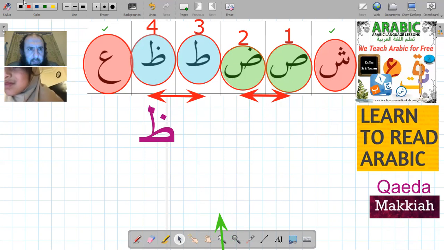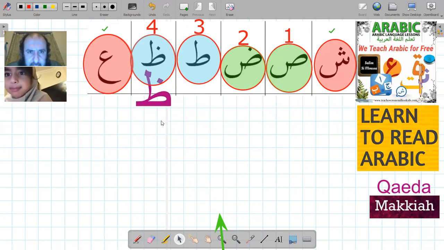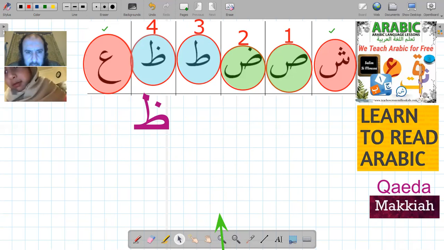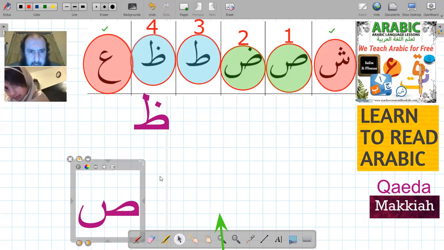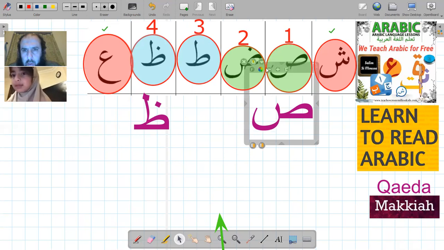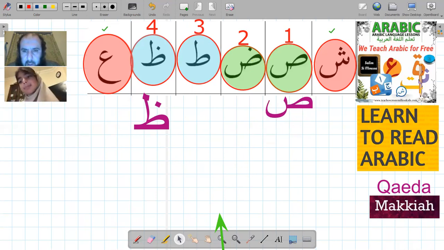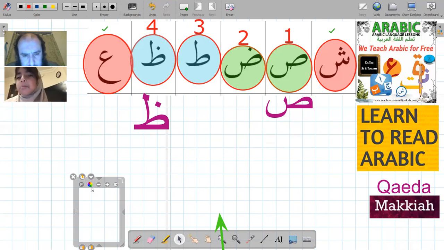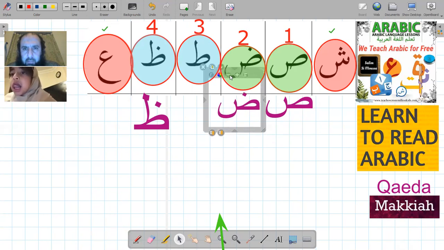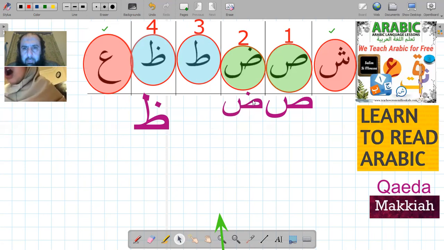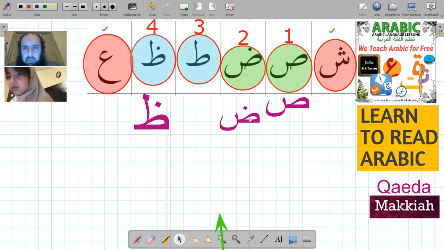So let's go to do this here. We take off these ones. Don't need them. We do only the letters below, yeah? So let's do again. Sod. This one is sod. Good. This one is dod. Okay. We have a sod and we have a dod. They have the same shape.